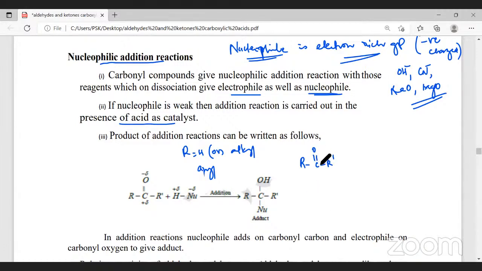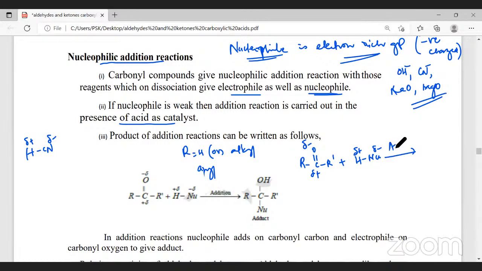Since oxygen is highly electronegative, the bonded pair of electrons will pull towards oxygen. So oxygen will gain negative charge and carbon will gain positive charge. Now, when this carbonyl compound is allowed to react with HNu, for example, Nu can be CN, so it will be hydrogen cyanide. Hydrogen will have positive character and cyanide will have negative character.